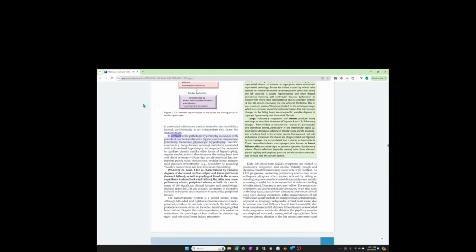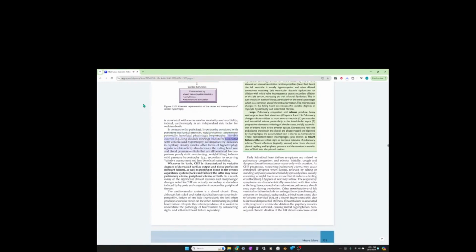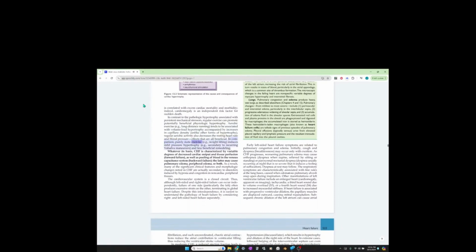In contrast to the pathologic hypertrophy associated with persistent mechanical stressors, regular exercise can promote potentially beneficial physiologic hypertrophy. Aerobic exercise tends to be associated with volume load hypertrophy accompanied by increases in capillary density. Regular aerobic activity also decreases the resting heart rate and blood pressure, effects that are all beneficial. In comparison, purely static exercise induces mild pressure hypertrophy and less beneficial remodeling.